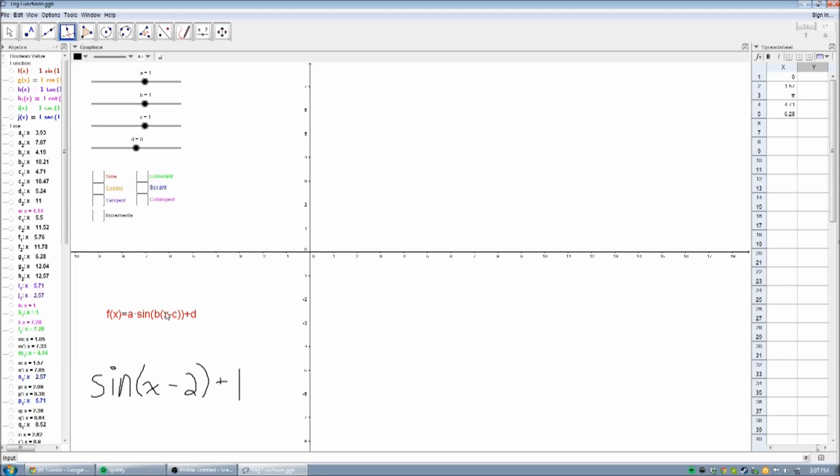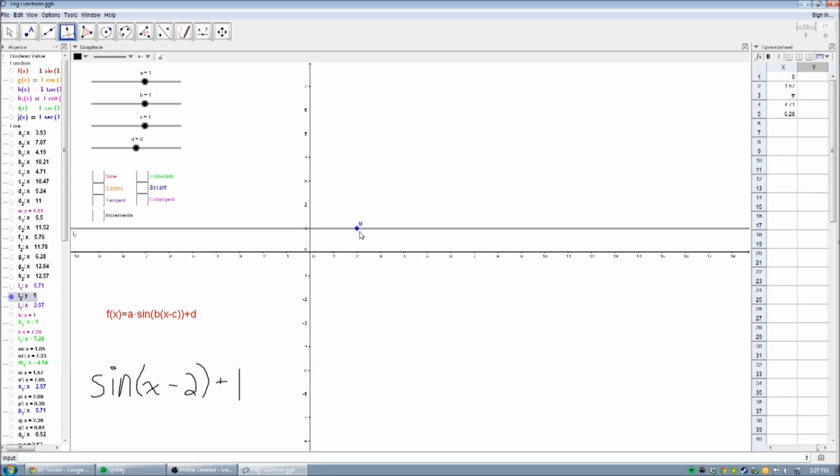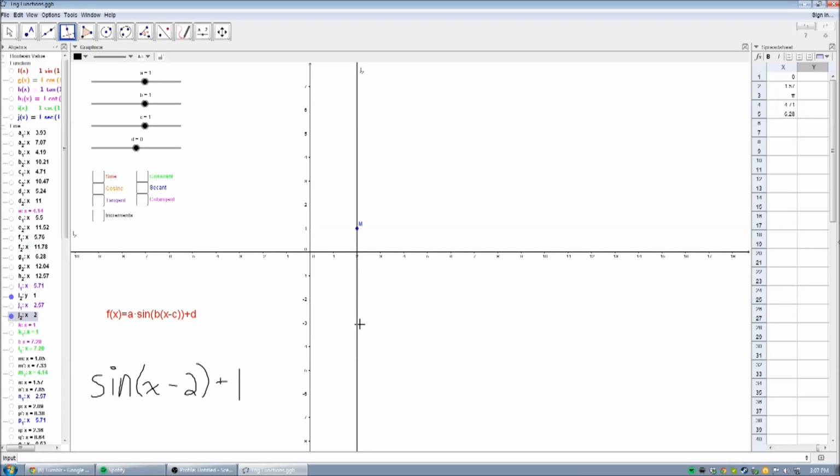Because again, this matches up, x minus 2 means a positive 2. We're going to be shifted to the right 2 units. So I'm going to put a point at (2, 1), and I'm going to say that this is going to be the center of my new graph. This is going to be where my new graph starts.